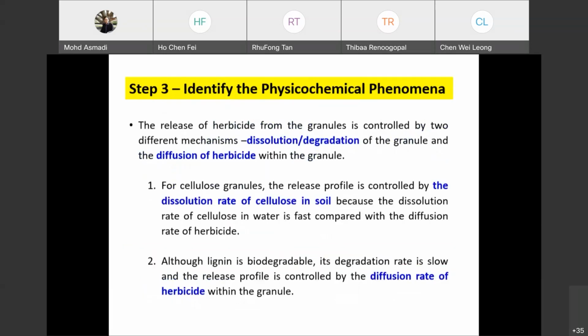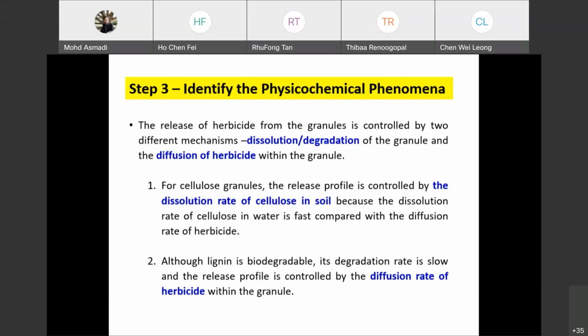And then identify the physical chemical phenomena. This is a physical and chemical. The release of herbicide from the granule is controlled by two different mechanisms, which is dissolution, degradation, and also diffusion of the herbicide. First is the cellulose granules. This one controls the dissolution rate of the cellulose in the soil.